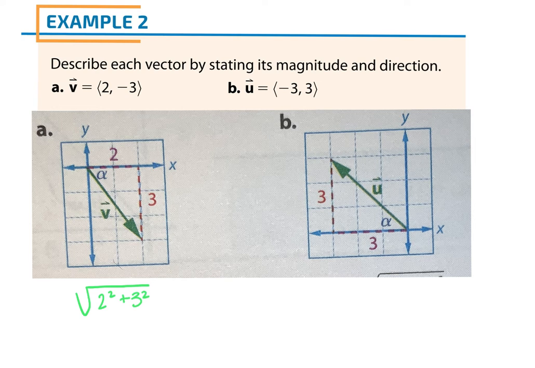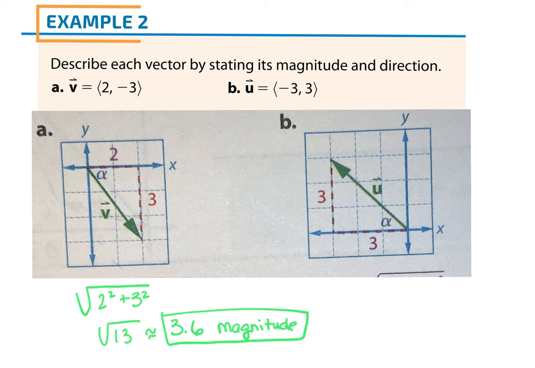That's going to be the length of this vector. Because if I were to draw a right triangle there, you can see I have my two legs, and I need the hypotenuse. And so if I were to put it into my calculator and give me rounded to one decimal place, you're going to get 3.6. That is magnitude. Magnitude is the length then of this vector.